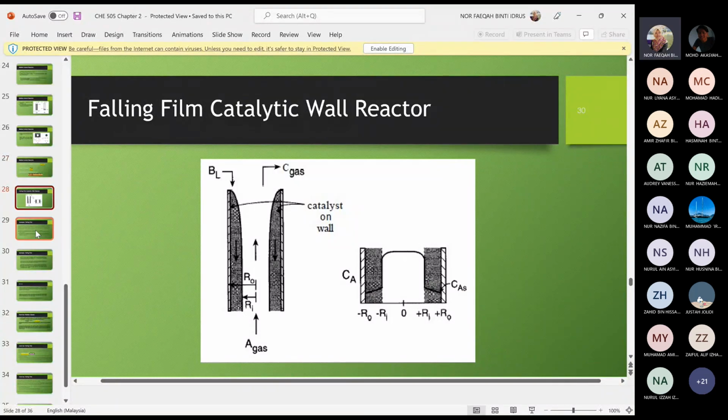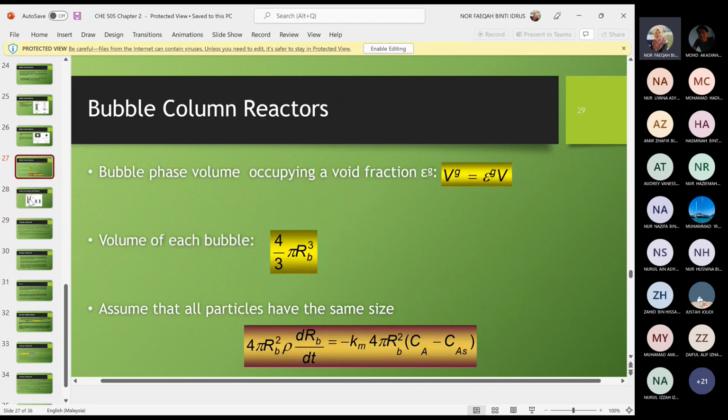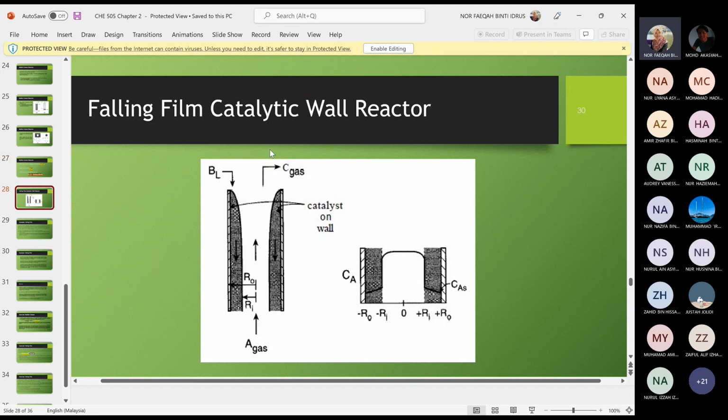Okay, but before that, let's look at this first. Okay, it's almost finished. So this is the last slide. This one is the falling film catalytic wall reactor. I have shown this in class, I already drew it. What's the difference between the falling film and the falling film catalytic wall reactor? In a catalytic wall reactor, the reactor consists of catalyst on the wall of the vessel, the falling film vessel. This is for three phases reaction.